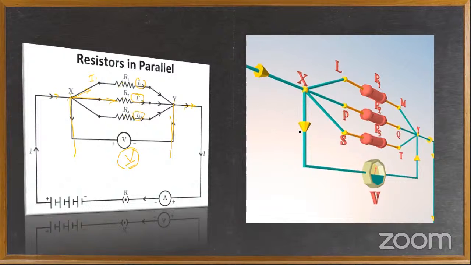Okay, this is the three-dimensional view for more understanding of how we are measuring the voltage drop. Voltage we are measuring between these two terminals, X and Y. The difference of voltage between the two points X and Y, that is the potential difference, that is a voltage difference. This is the arrangement of the resistance in parallel.